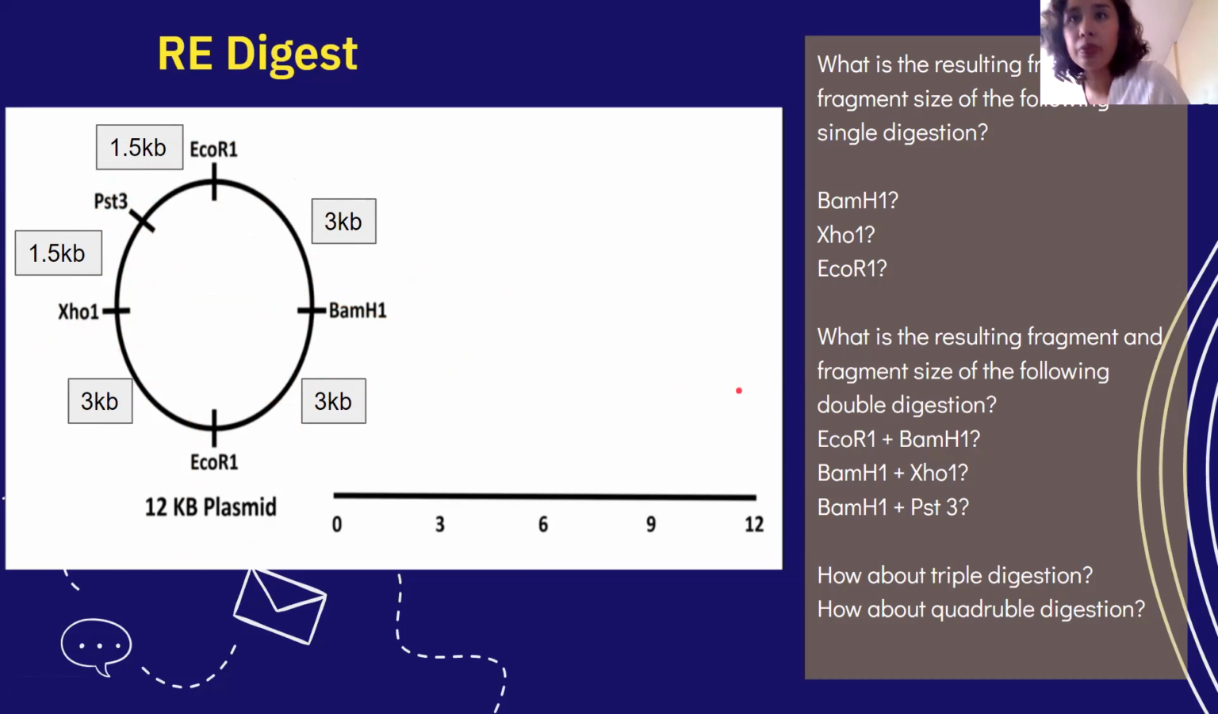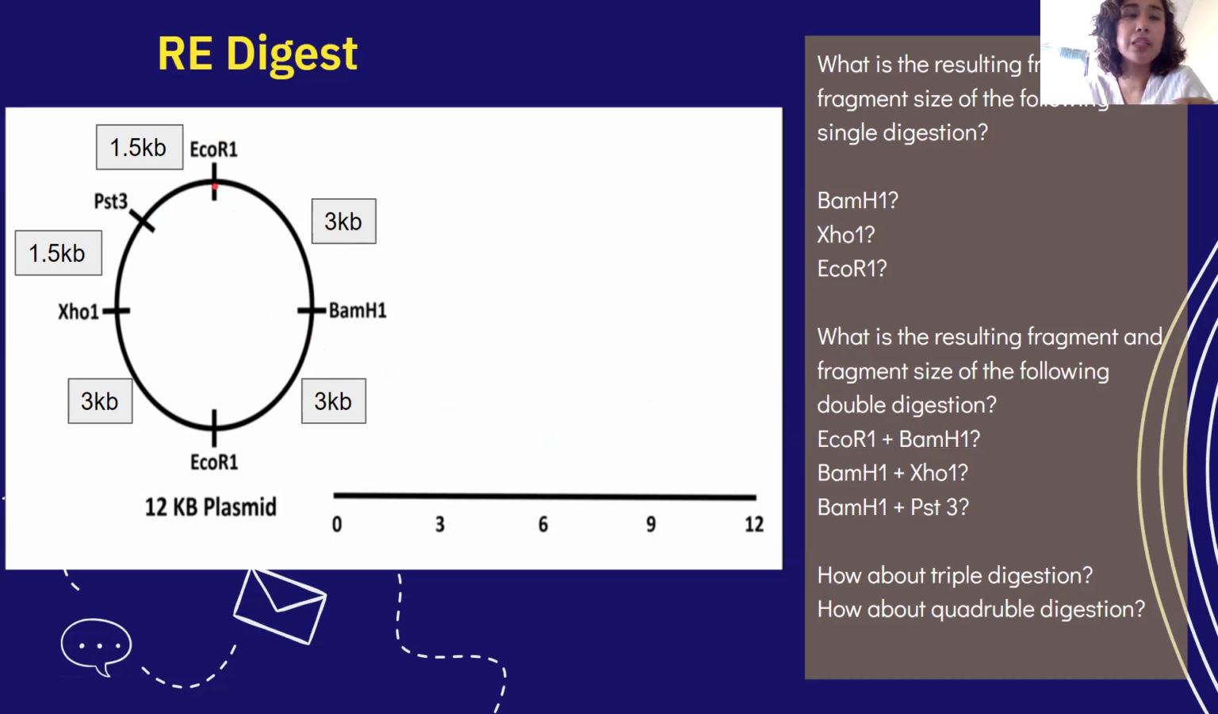Okay, what if nag-double digestion naman tayo? Pinaghalo natin yung EcoRI plus BamHI. So, pag EcoRI at BamHI, ang resulting tatlong fragments. Kasi yung EcoRI, dalawa ang restriction sites niya, yung BamHI, isa ang restriction site niya. So, dapat tatlo ang resulting fragments.